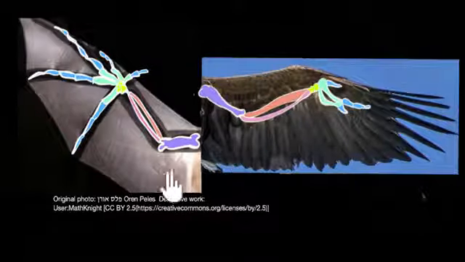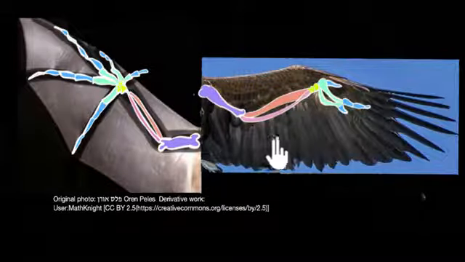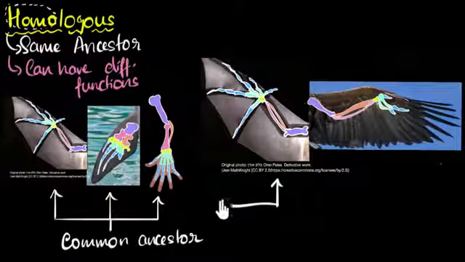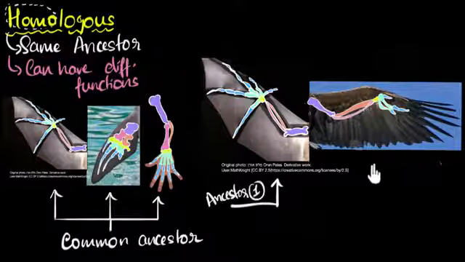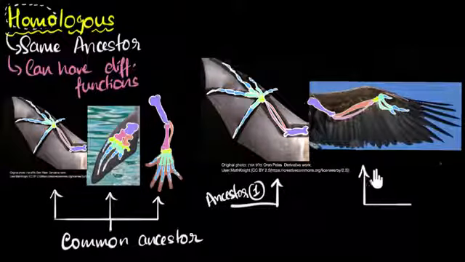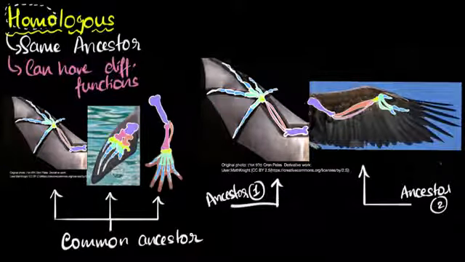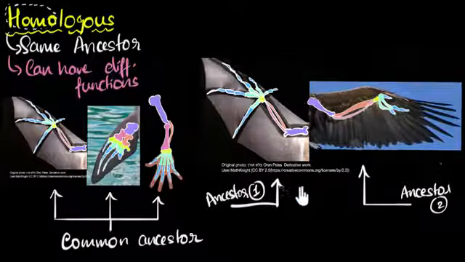So can we say that these wings might have evolved from the same ancestor? I don't think so. Because they have such different structures, we can say that maybe this wing evolved separately from some ancestor. I'm going to call this ancestor 1. And this wing might have independently evolved from a different ancestor altogether. So are the bat wings and eagle wings homologous? The answer is no. Because they have such different structures, they must have evolved from different ancestors. So they are not homologous. If they are not homologous, what do we call them?